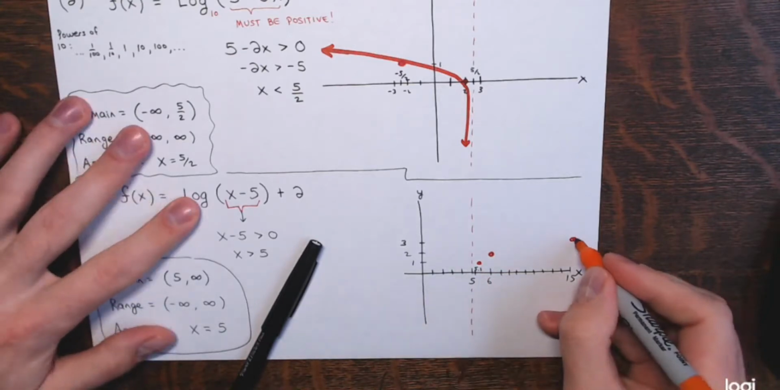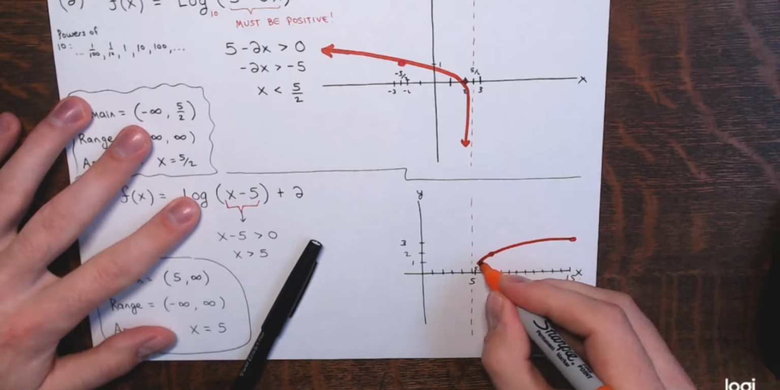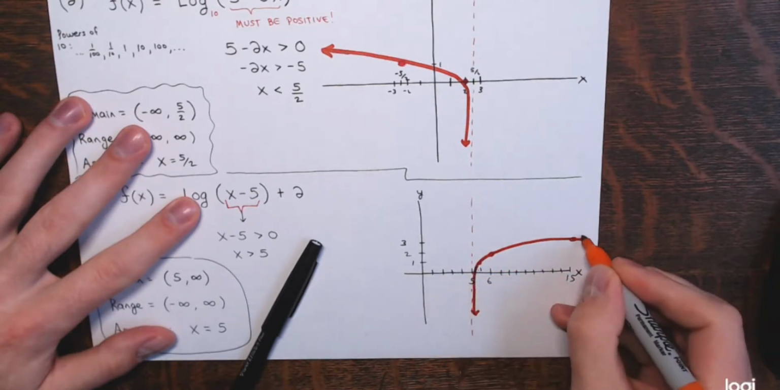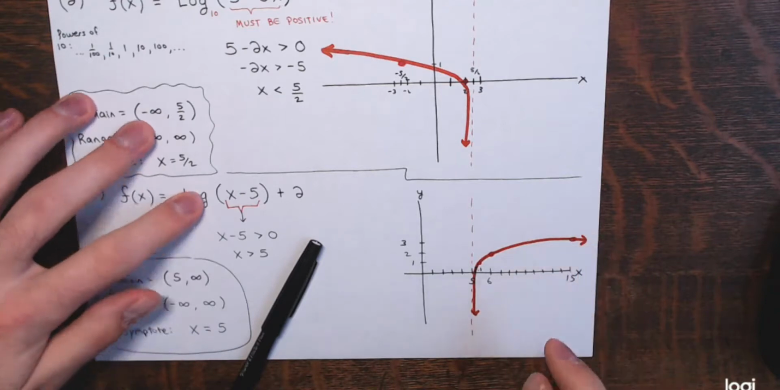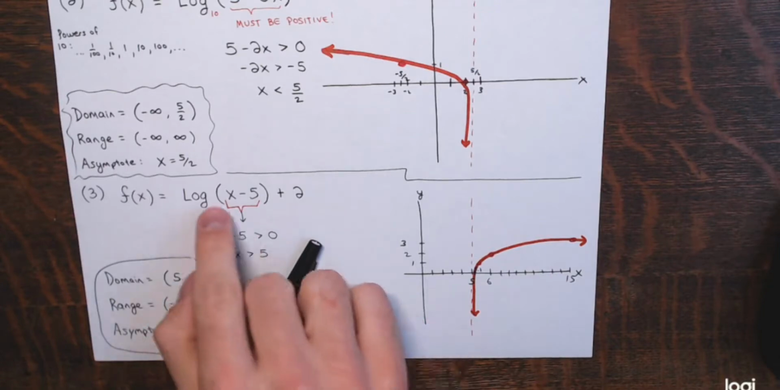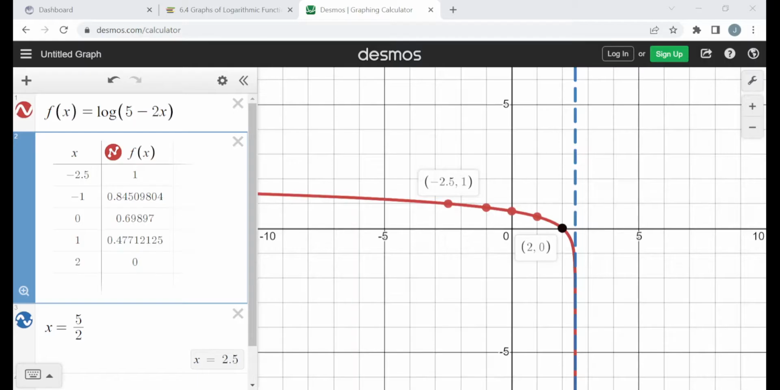The closer to 5 I get, the lower the output. I'll do something like this, and again approach the asymptote but not actually touch it. And then over here it's going up forever. It doesn't look like it from my drawing, but it's going up forever, just very slowly. And once again, you can punch this into the Desmos calculator. Let's take a look just to make sure my hand drawing is reasonable.